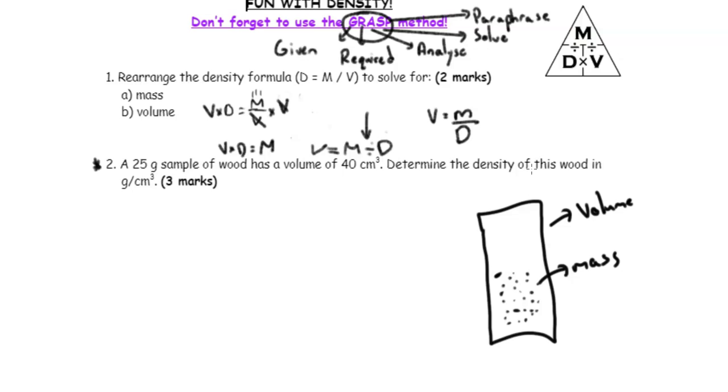Let's start by reading it and writing the given. So we have a 25-gram sample. What's 25 grams? Is that mass, volume, or density? Mass. Okay, so let's write M equals 25 grams.